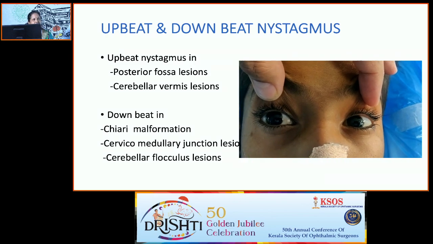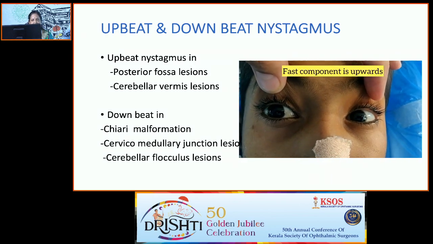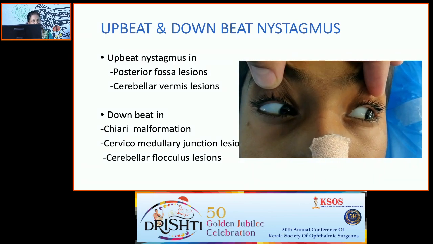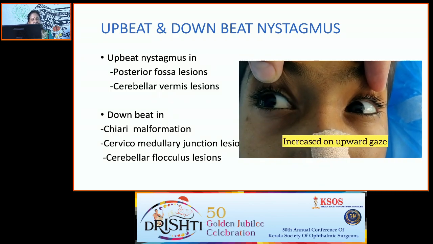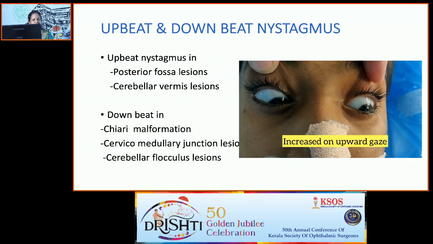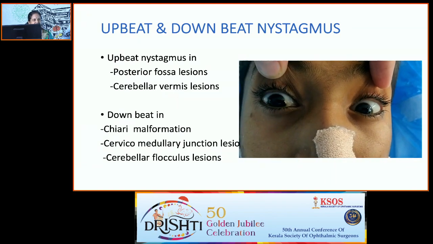Now coming to upbeat and downbeat nystagmus. Upbeat nystagmus is seen in posterior fossa lesion. You can see that the fast component is towards upside, and cerebellar vermis lesions. Downbeat is just opposite, seen in Chiari malformation, cervicomedullary junction lesion, cerebellar flocculus lesions.